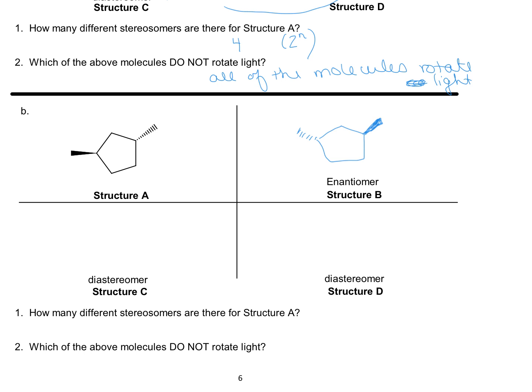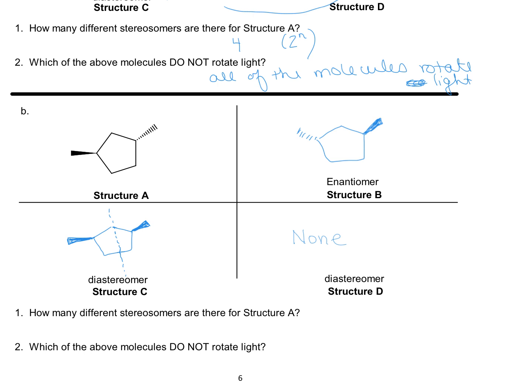To draw the diastereomer of compound A, we just need to invert the stereocenter at one chiral center. So both of the methyls could be up, or both of the methyls could be down. And then when you draw the enantiomer of structure C, you're going to find that it is identical to structure C. So there is not another stereoisomer for this compound because structure C is a meso molecule. It has a plane of symmetry down the middle.